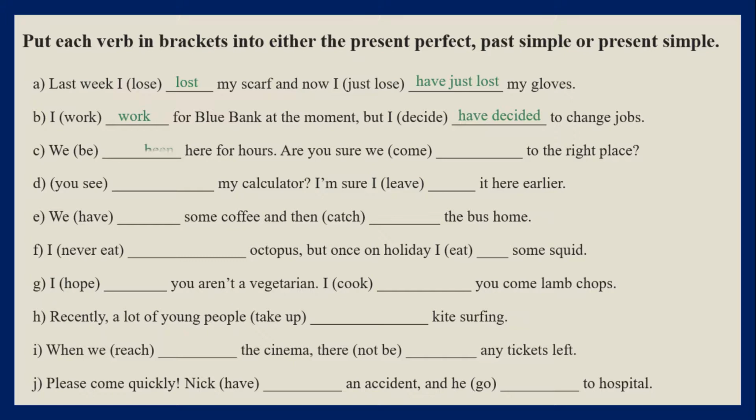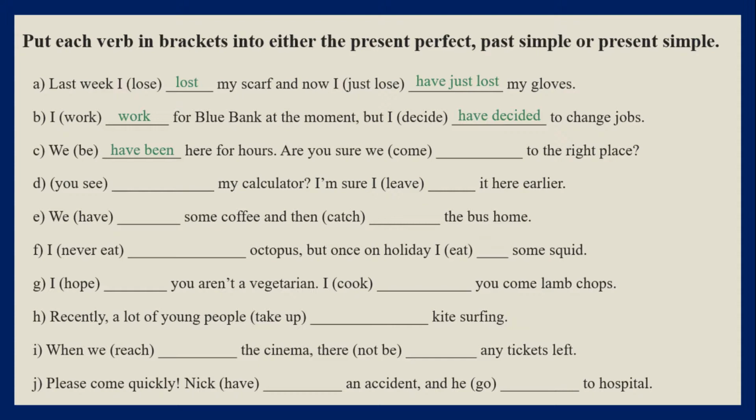C, "We have been here for hours." Emphasizing the duration, we are describing something that started in the past and is still going on, using present perfect. But you need to remember from the previous episodes that we generally don't use non-action verbs in progressive or continuous tenses. That is why in here "be" is a non-action verb, so we cannot say "we have been being here." It doesn't make sense. So we use present perfect.